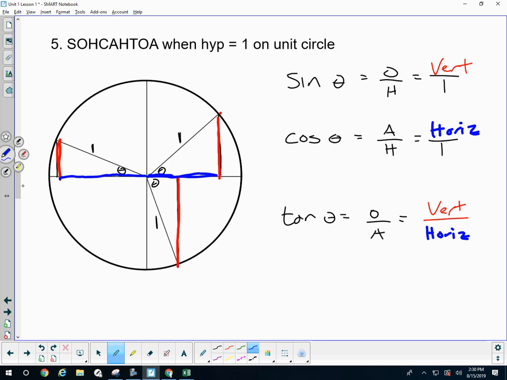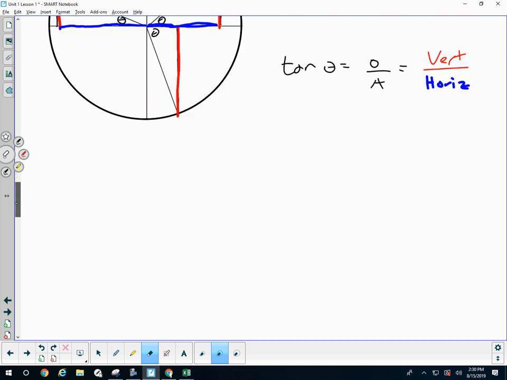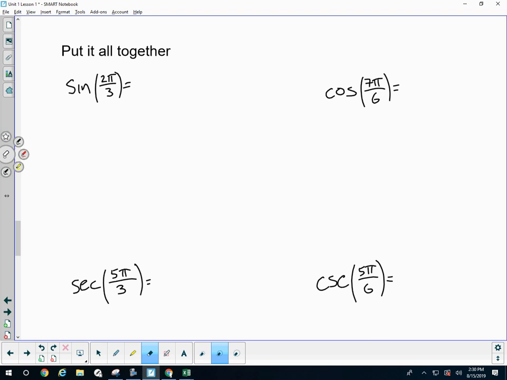So it turns out I don't have to worry about the hypotenuse. When I draw my triangles, I don't even have to write it down. I just have to care about the vertical side lengths and the horizontal side lengths. All right. These are the things that I understand, and this is how I know what the sine of 2 pi over 3 is. It's not through memory, it's through triangles and angle locations.